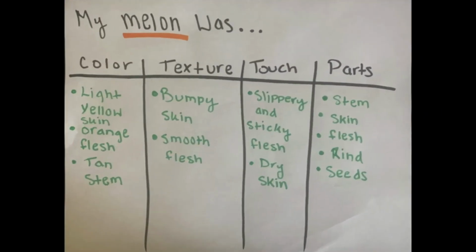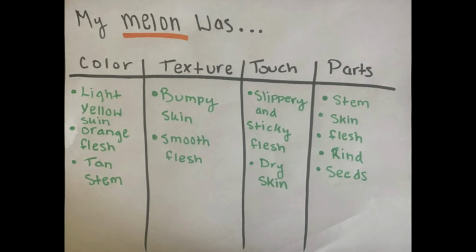Once I was done drawing and labeling my melon, I moved on to journaling about my melon. So here you can see I wrote how my melon was, what it looked like. I used color, texture, touch, and parts words. Yours can look like anything. It does not have to look like mine, as long as you're describing what your melon looks like. You'll do the same thing, draw, and journal about all the fruits that I show you today.